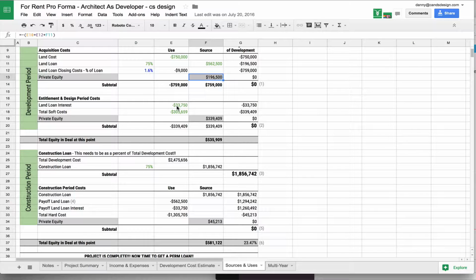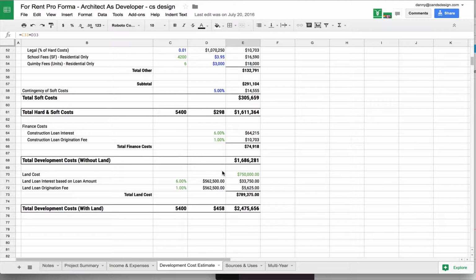And this here is the interest on the loan that you took out to get the land. You're going to be paying interest right off the bat. And you're going to be paying this interest until you get the construction loan or the permanent loan at the end of the project in order to pay off the land loan. So that's that number there. And that number is coming from the development cost estimate tab, which is this number here, this $33,750. Actually, that should be highlighted in green. I apologize for that.